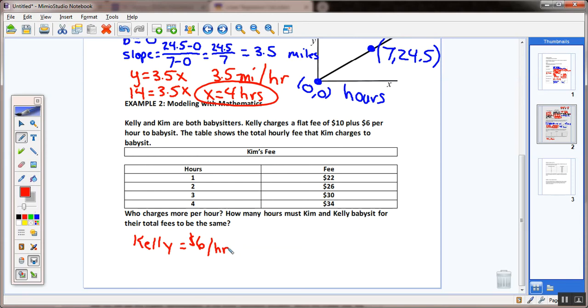So really, just think of this. Anytime you see a rate, like miles per gallon, or miles per hour, or dollars per hour, or price per pound, anytime you see a rate is always going to be a slope. In fact, I'm going to write it down here. Rate is always a slope in these types of problems.